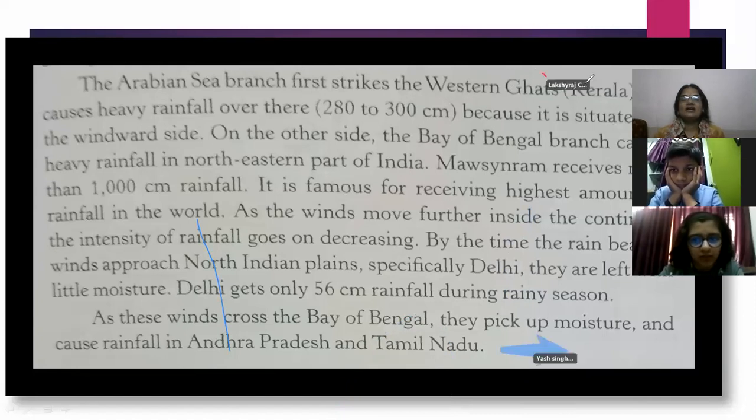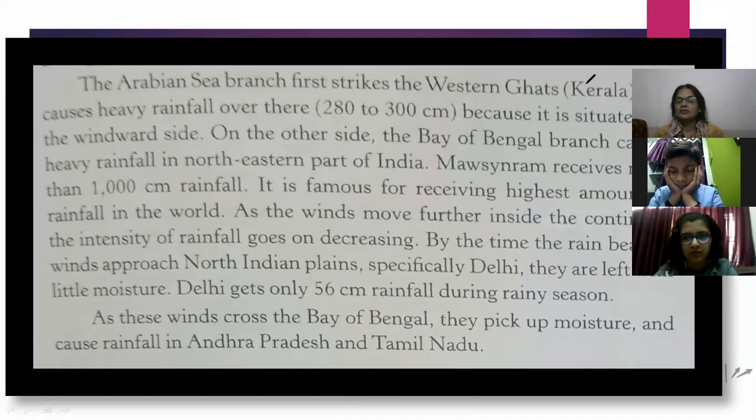As the winds further move inside the continent, the intensity of rainfall goes on decreasing. Yes, the first place which receives the rainfall is Kerala, and as it moves higher, the intensity of rainfall decreases. Means heavy rainfall is received in Kerala, but as it's moving upward, coming to our states, the intensity of rainfall decreases. By the time the rain-bearing winds approach North Indian plains, specifically Delhi, they are left with little moisture. And Delhi gets only 56 centimeter of rainfall during the rainy season.